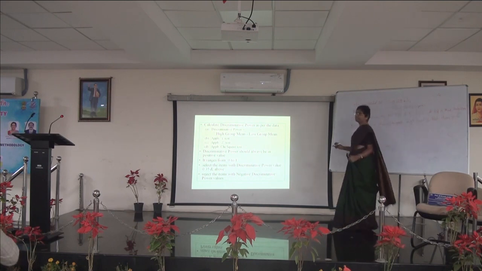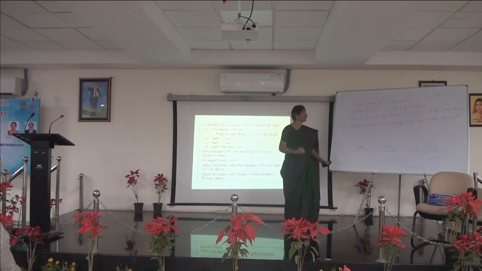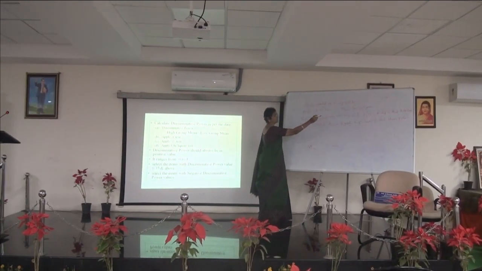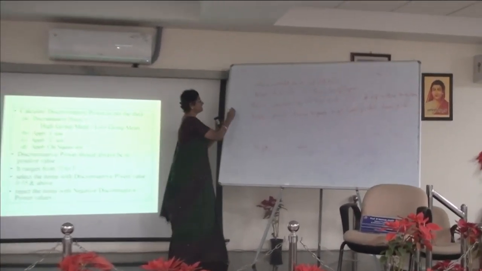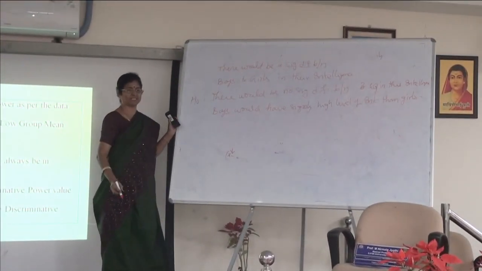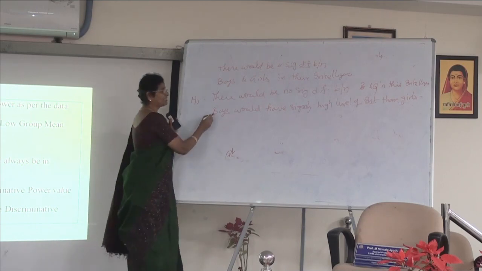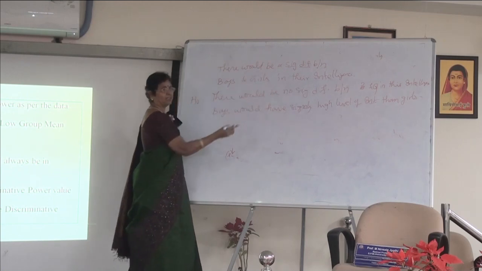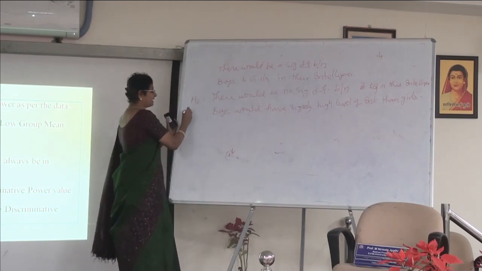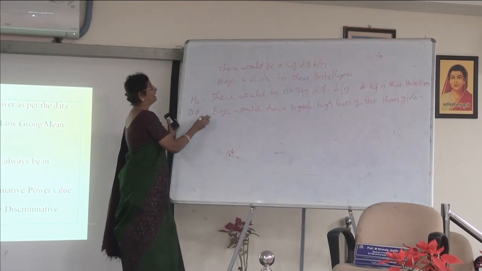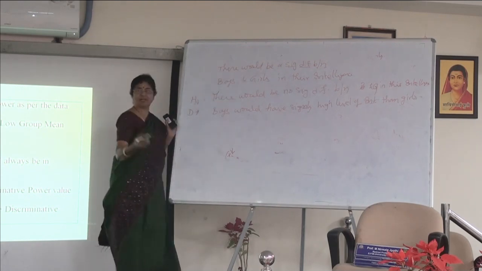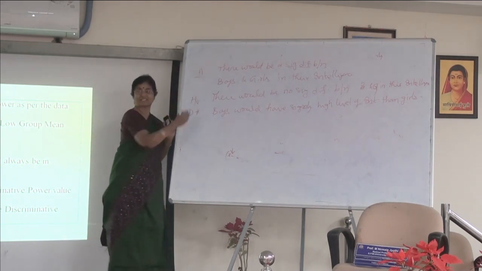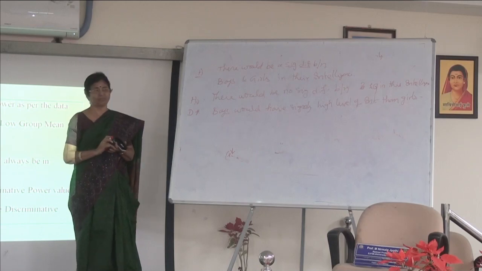There are three types of hypotheses. There will be no significant difference between boys and girls in their intelligence. This is a null hypothesis. Boys would have a significantly higher level of intelligence than girls. This is a directional hypothesis. And there would be a significant difference, where you are not giving any direction. This is an alternate hypothesis.